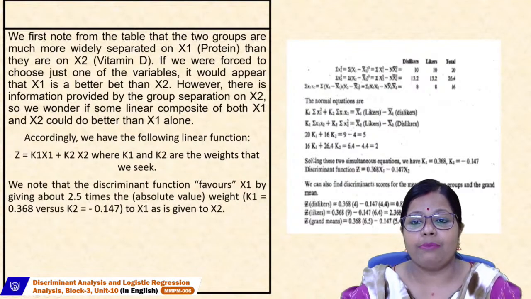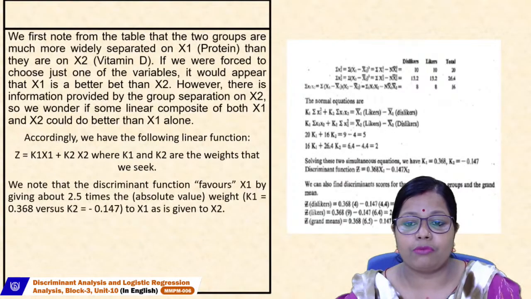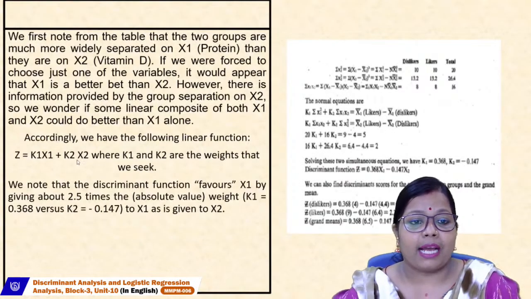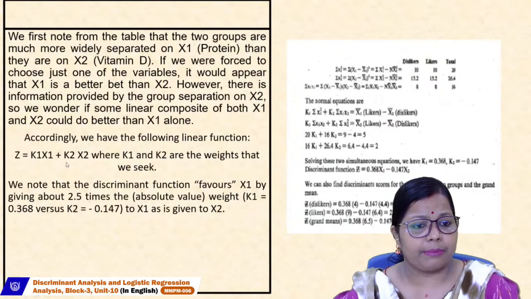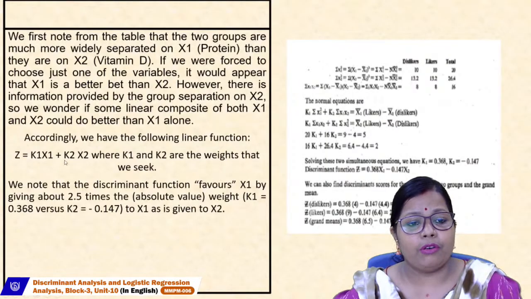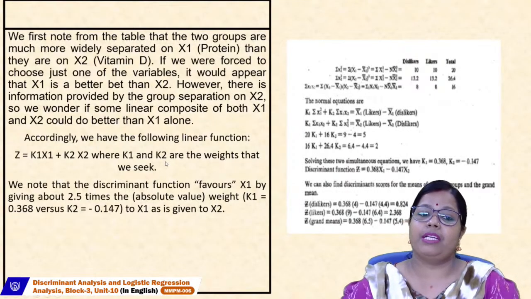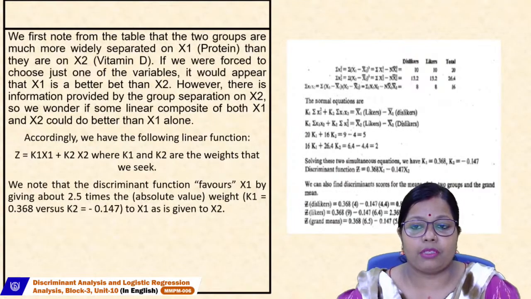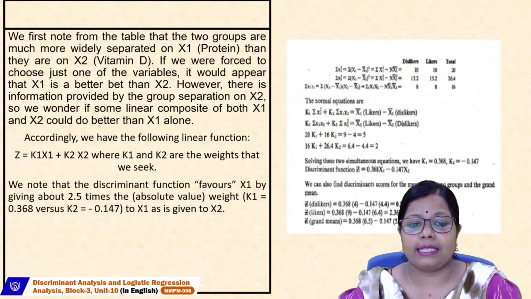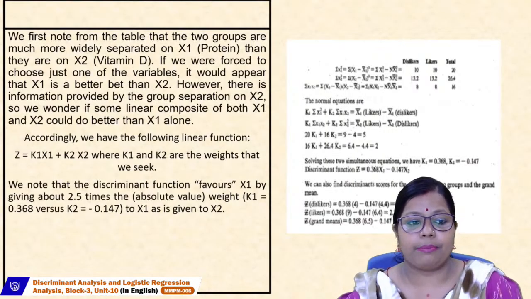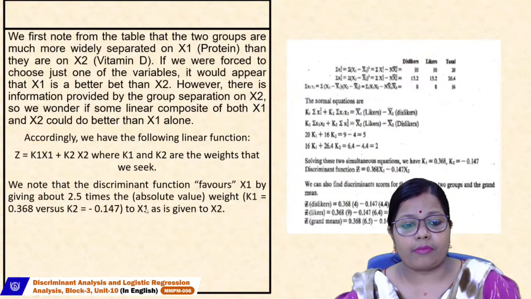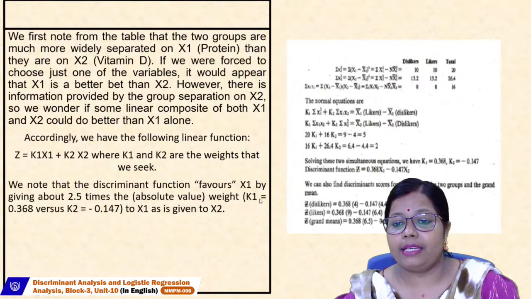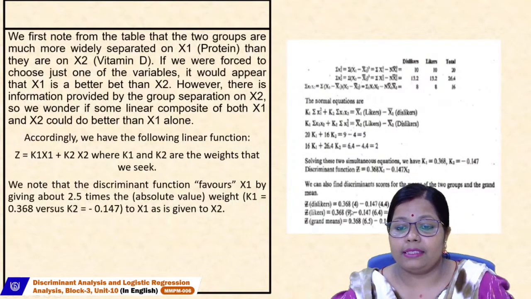As I said, we have the normal equations to solve to find the weights. The linear equation says z equal to k1 x1 plus k2 x2. So we know what x1 and x2 are, but what are k1 and k2? These are specific weights. We have taken them from the table, and we know that the discriminant function favors x1, giving about 2.5 times the weight to x1 that is given to x2.